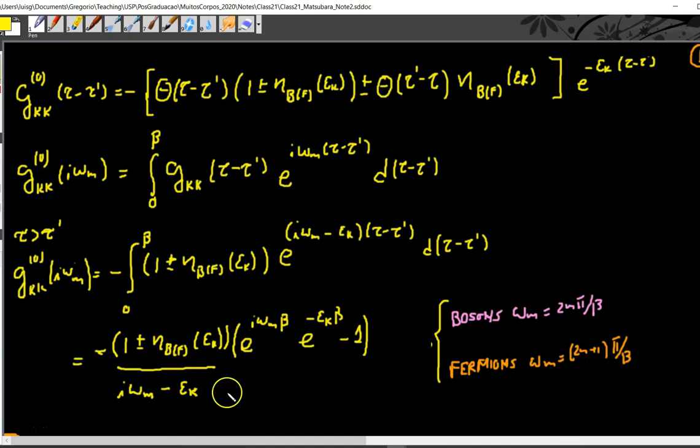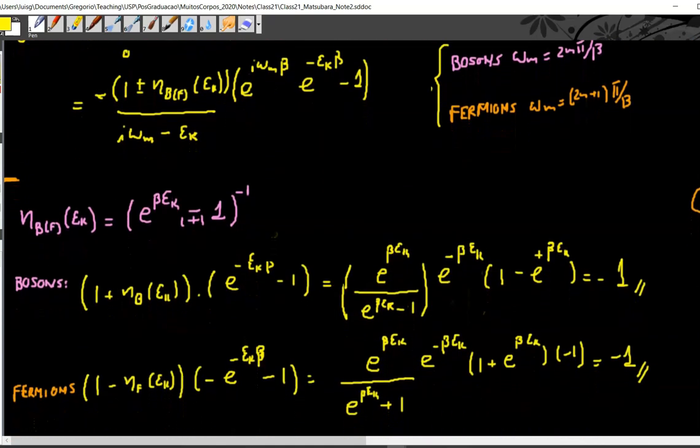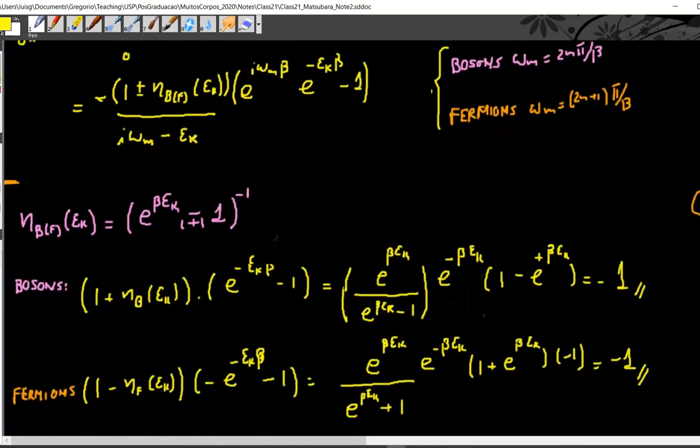So let's look at what the structure was here, especially when I'm considering either bosons or fermions, and that will change, and will also change the parity of these frequencies. So let's scroll down a bit, and I have now this. All right, so let's consider the case for bosons. When this is a boson, this would be equal to exponential of epsilon k minus 1.